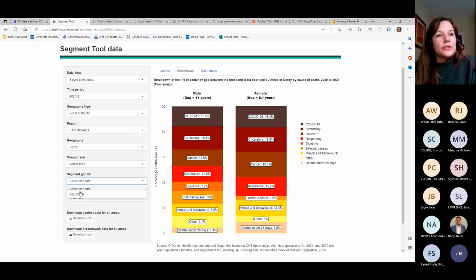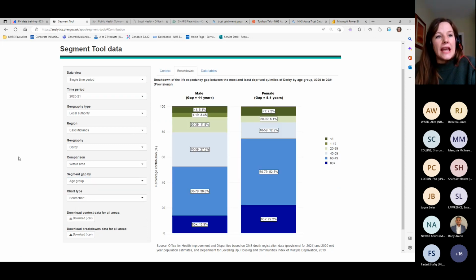So as well as by cause of death, we can also look at the age groups that are contributing most to the life expectancy gap. And for females, we see that the majority of those are in women aged 60 to 79. But for men, we have a larger proportion of 40 to 59-year-olds contributing to that difference in life expectancy.